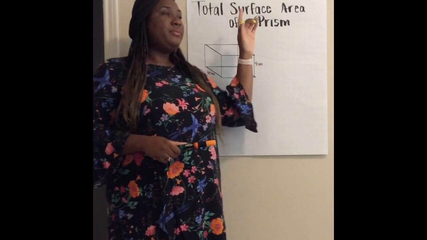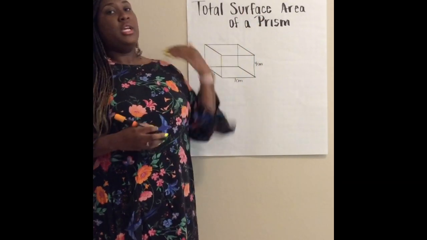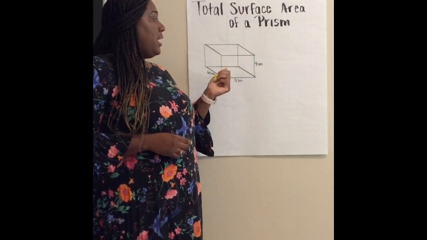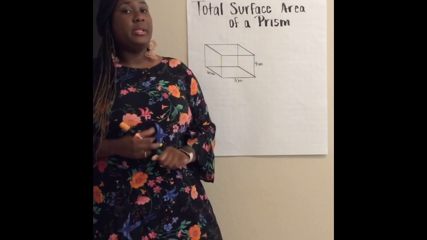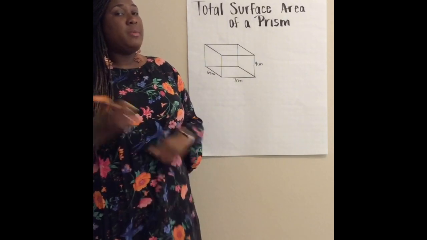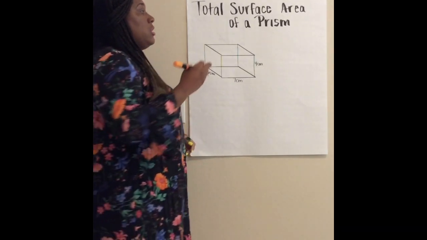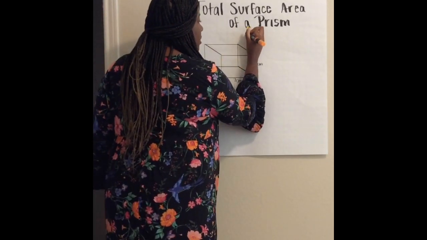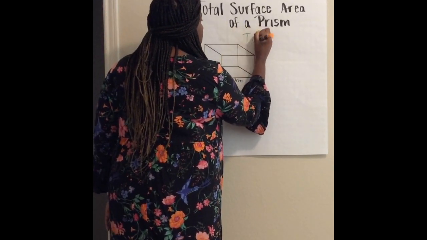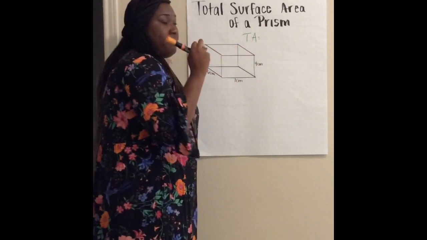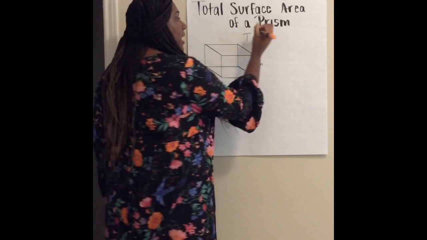Total surface area of a prism. Anytime you have something and you need a formula, your first thing should always be to write your formula out. So, we're going to write our formula out. Total surface area, we're going to label it just TA.